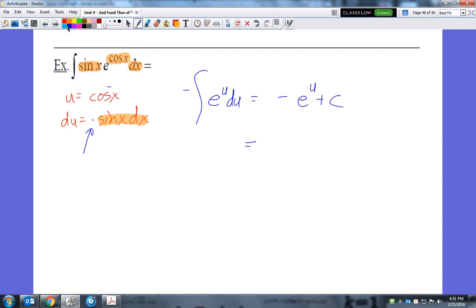And just like we've been doing for the other ones, we're going to rewrite it with the u substitution that is written in terms of x. So it would be negative e to the cosine of x. And it would be plus c. And that would be my final answer for that one. Okay. So let's move on.